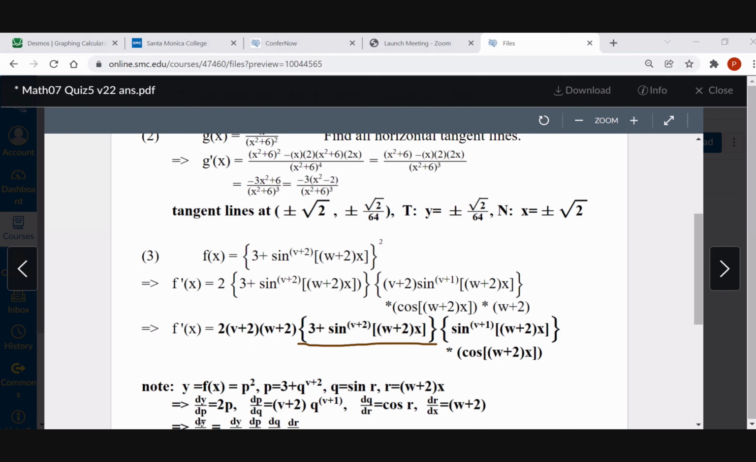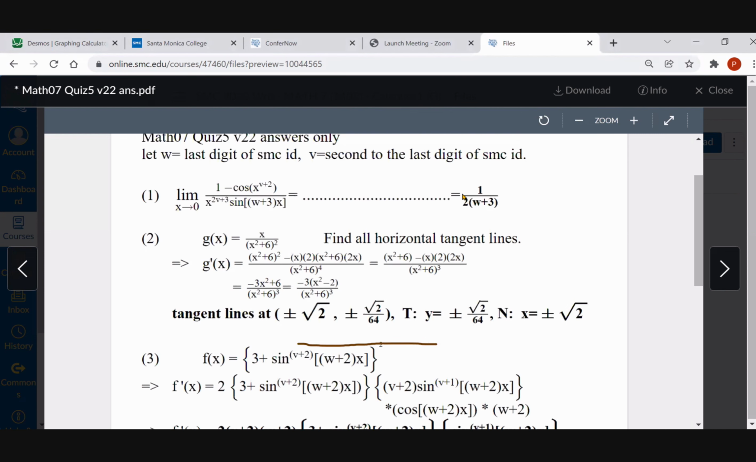All right, and then of course I put a note here. So anyway, that's it. And this is the solution to quiz 5. I only wrote down the answers here. For number 2 and number 3, that is the full solution. Number 1, I didn't write the solution here. So this is solution only.